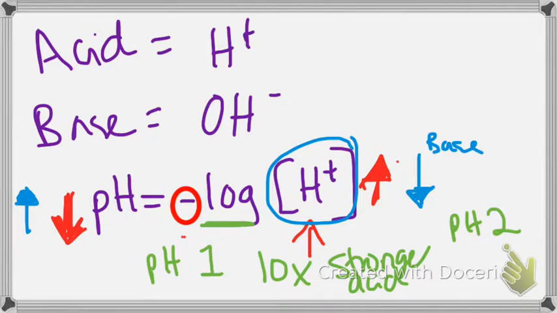If we have lots of hydrogen ions, our pH is lower because of this negative. If we have only a few hydrogen ions, that's going to mean our pH is higher, again, because of that negative. So it's going to flip. It's kind of like the opposite. Okay, so the more hydrogen ions, the lower the pH. The fewer hydrogen ions, the higher the pH, the more basic.